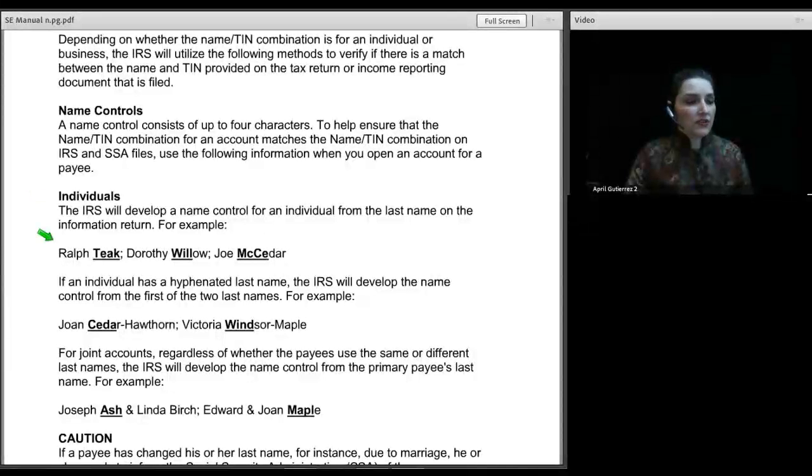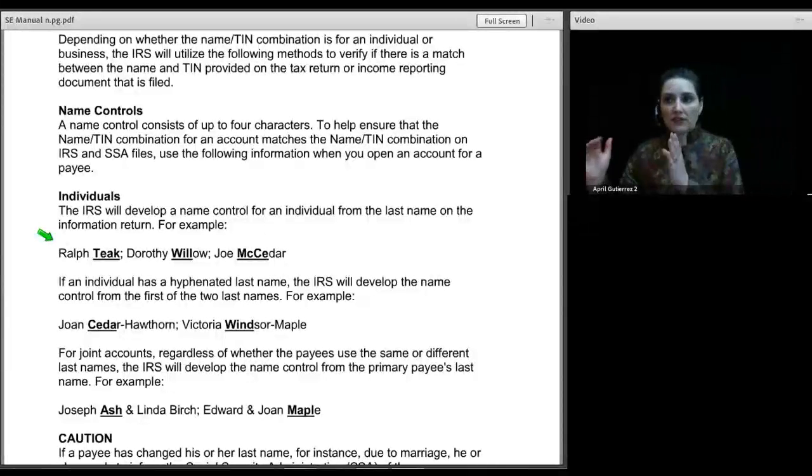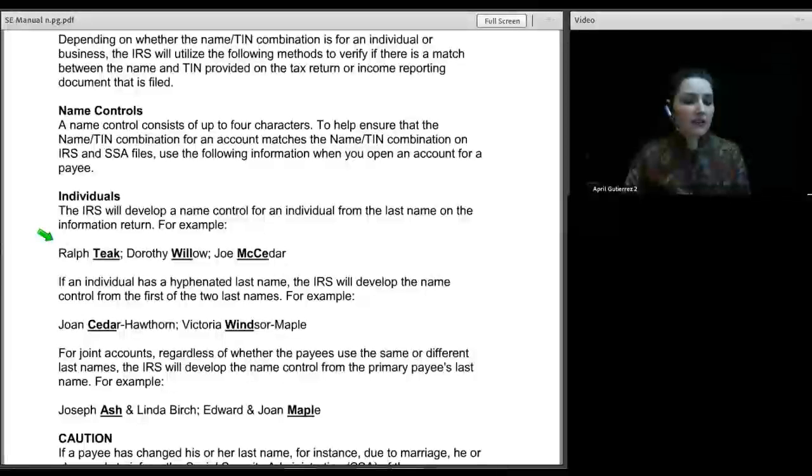Now, when we're doing a tax return in a computer, the computer asks us to put the first name and the middle name in one field and asks for the last name in another field. And the reason it does that is that the IRS is going to look to that particular field to match the last name. So if the client has a name of Ralph Teek, you would put Ralph in the first name field, Teek in the second name field, and then Teek will match up with that Social Security number. So they're looking to see that 4-character name match up.